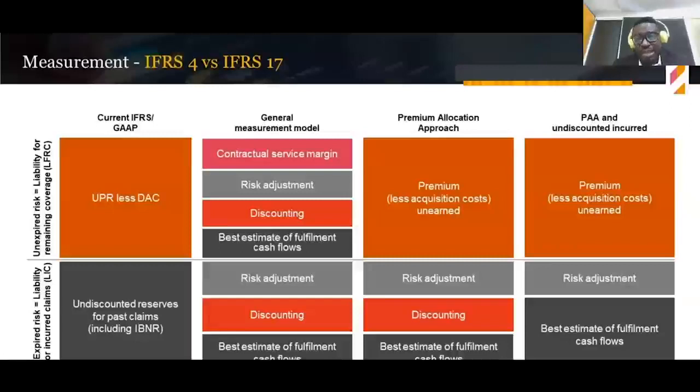So the message here basically is that for a lot of companies considering the simplified approach for their less than 1 year contracts, they should also be mindful that there is some level of complexity that has been introduced. Complexities such as risk adjustments, such as the discounting, and such as the fact that you need to still estimate your fulfillment cash flows.